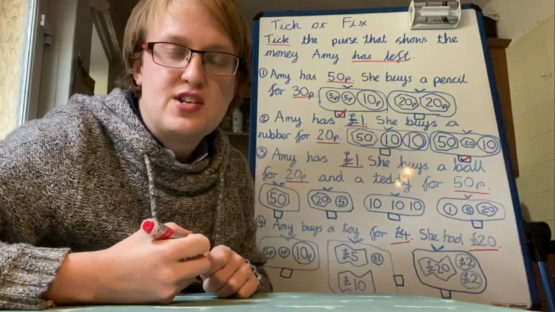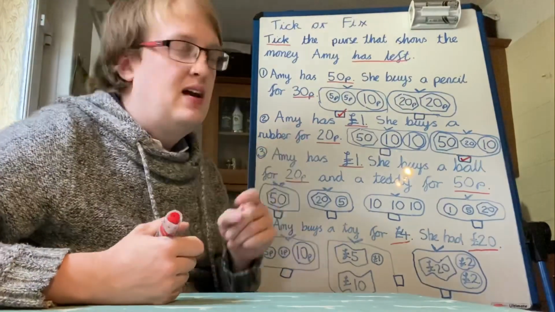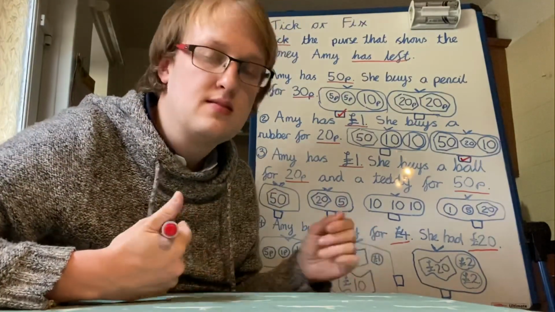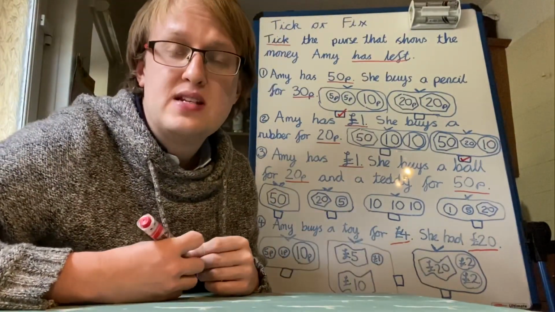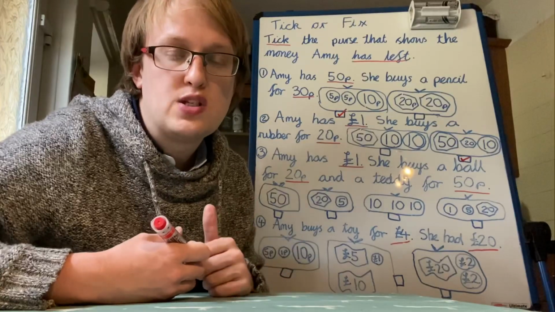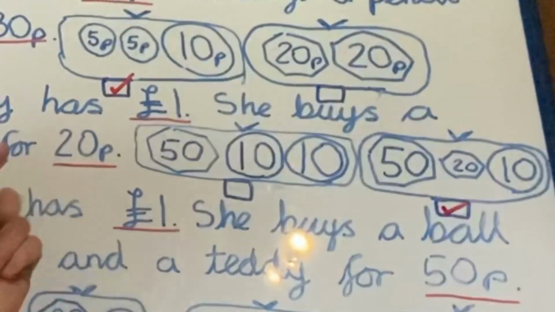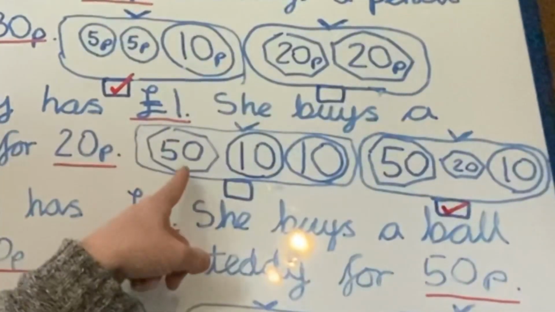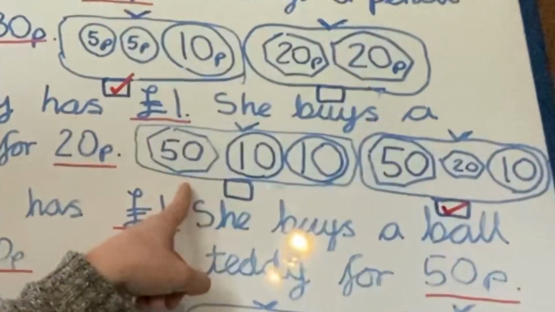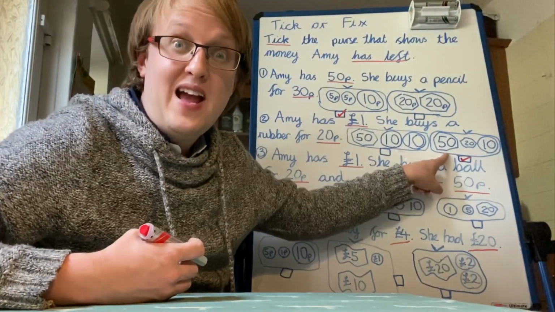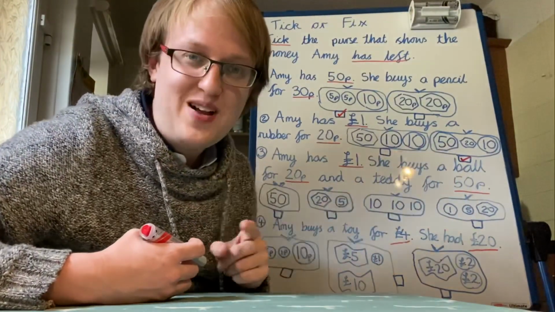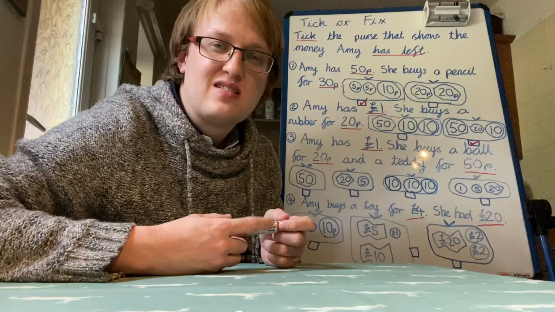Step 4, which one is the correct answer? And step 5 is to check my answer. So Amy has £1 or 100 pence. She spends 20p, so 100 take away 20 equals 80. So that means she has 80p left. This purse had 70p, so it's not that one. This purse had 80 pence, so that was the right one. Let's have a look at the next question.